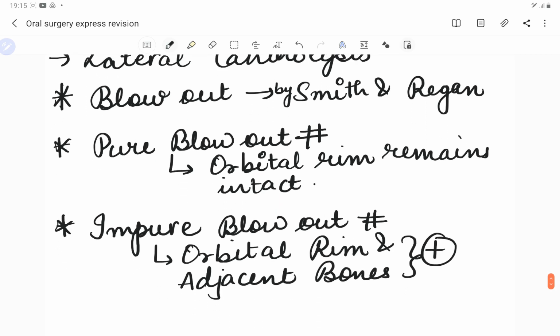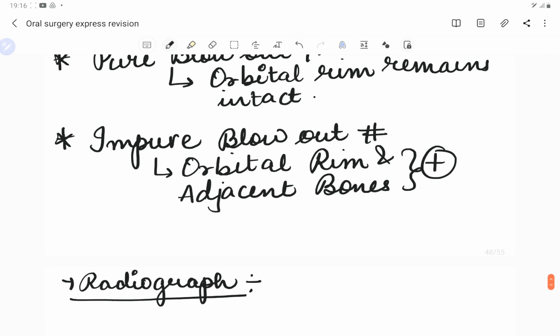Then the blowout term is given by Smith and Regan. When do we say that it is a pure blowout fracture? When the orbital rim remains intact. So there is only the fracture of the orbital floor. When do we say that there is an impure blowout fracture? That means the orbital floor is fractured along with the zygomatic arch, as well as the adjacent bones are also fractured.